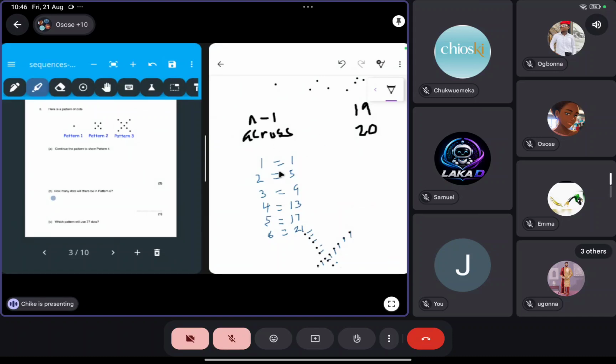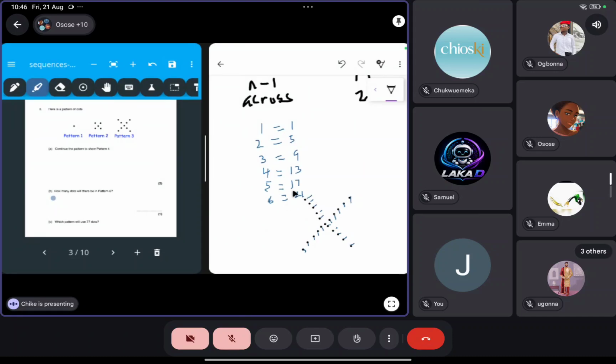All right, so that will give you the answer. Like David said, you could keep adding 4s. Was it 4s or 3s? Yes, it was 4s. You could keep adding 4s, and when you get to pattern 20, that's where you're going to get 77 dots.